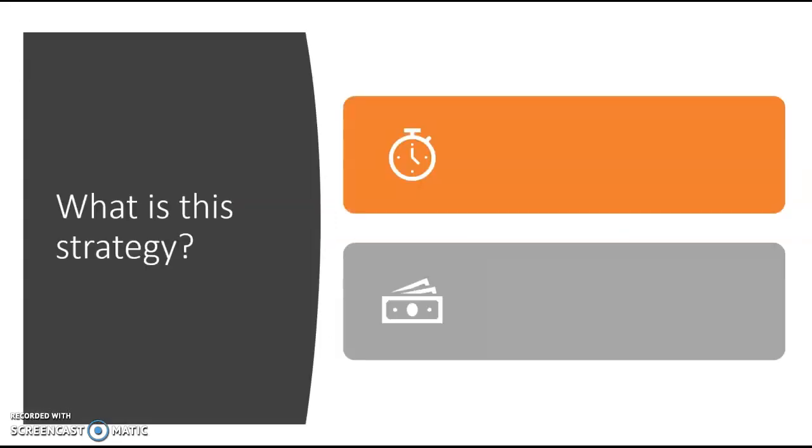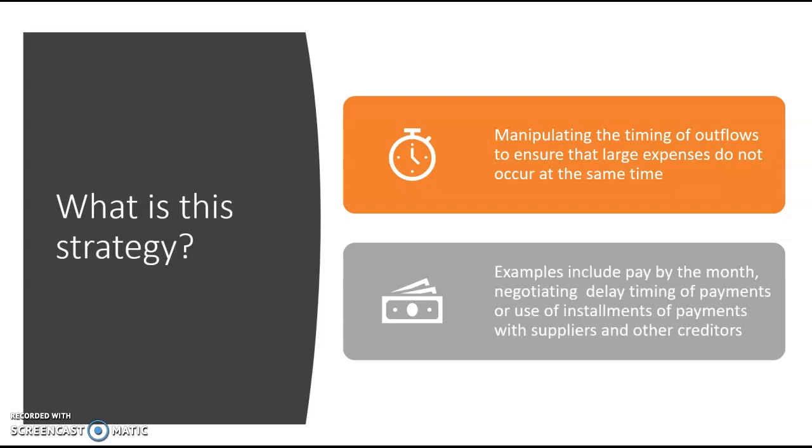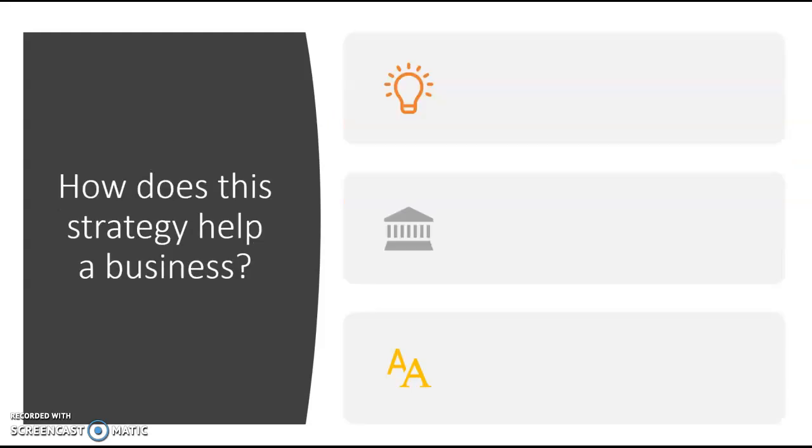So what is this strategy? It's all about manipulating or changing the timing of cash outflows to ensure that large expenses do not all occur at the same time. This could be done by pay by the month, the use of an instalment plan, or potentially negotiating the delay of payments with your suppliers or other creditors.